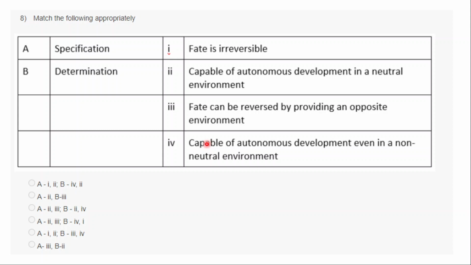Specification and determination. There are many options, I think 6 options. You can choose between them. Specification and determination, whether fate is irreversible or fate can be reversed by providing an opposite environment, whether it is capable of autonomous development in a neutral environment or even in a non-neutral environment.